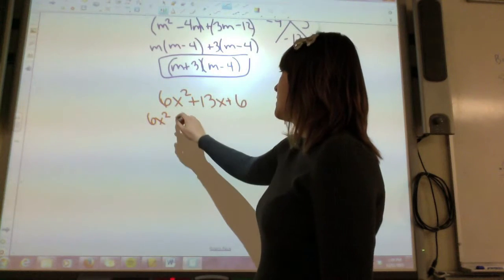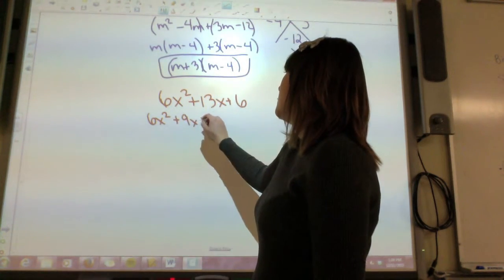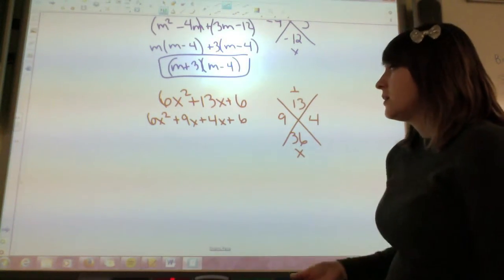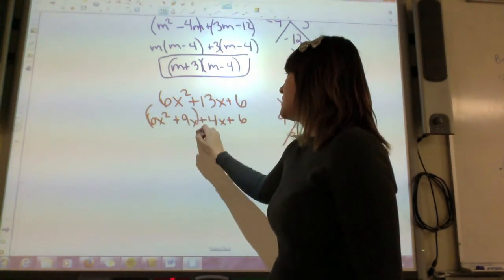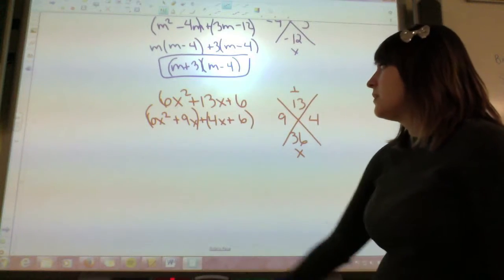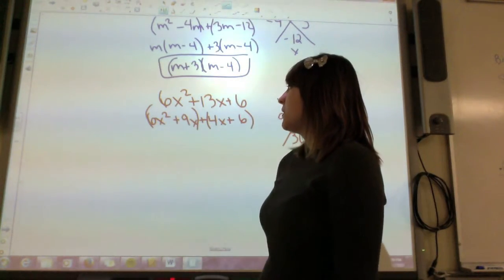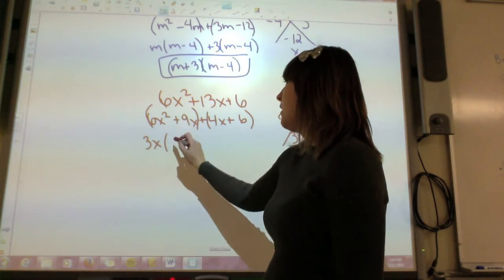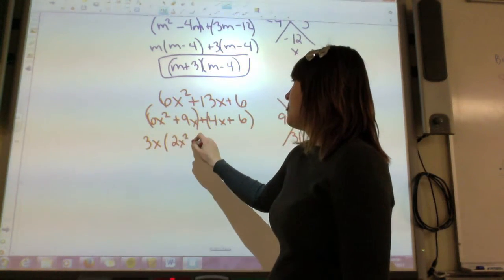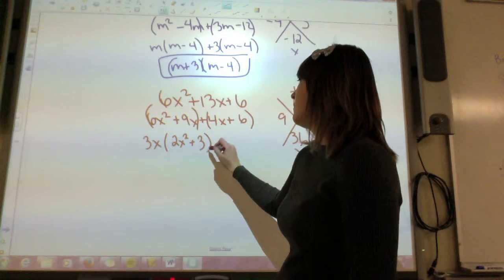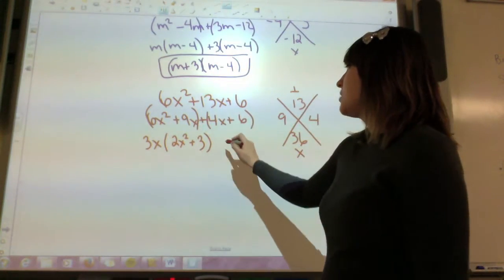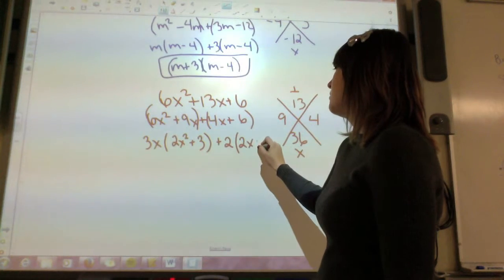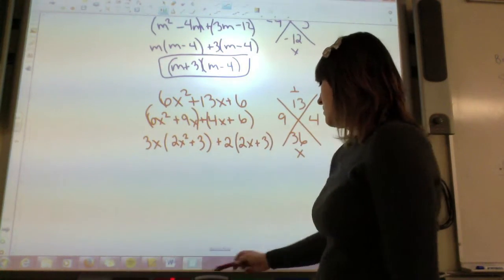So I can say 6x squared plus 9x plus 4x plus 6. Then I can group, so these two are together and these two are together. Over here, if I want to pull out my largest term, I can pull out a 3x, and I'm left with 2x squared plus 3. Over here, I can pull out a 2, and I'm left with 2x plus 3.